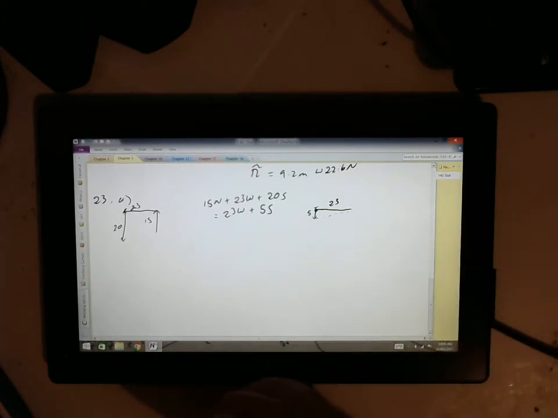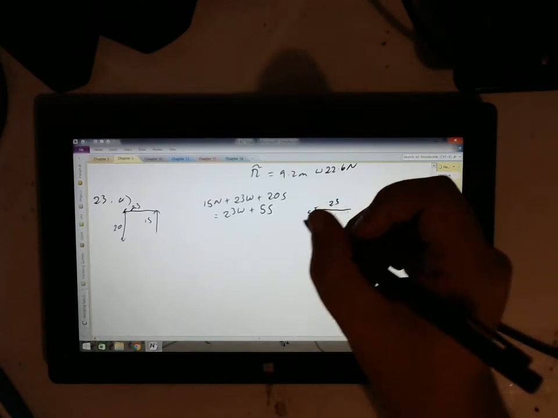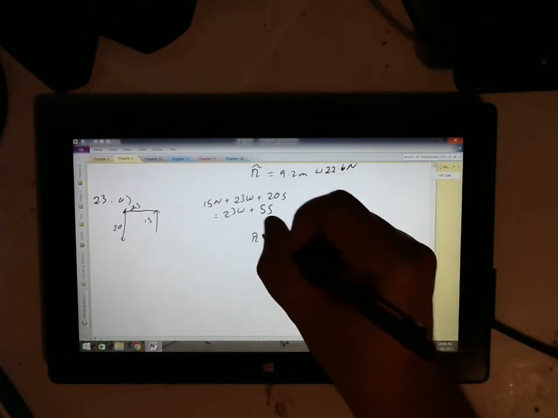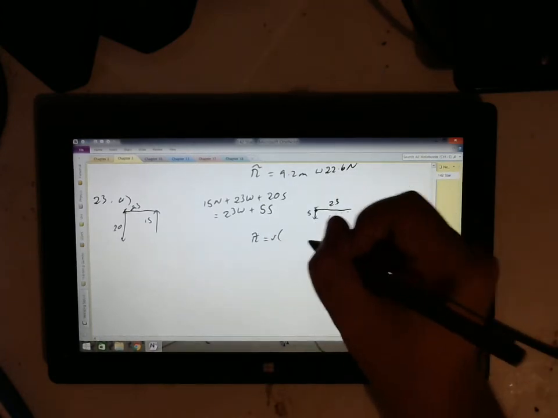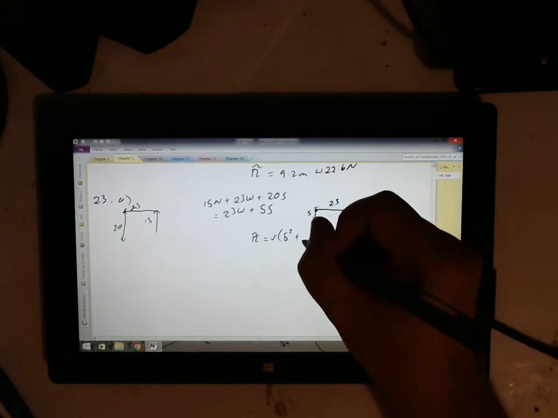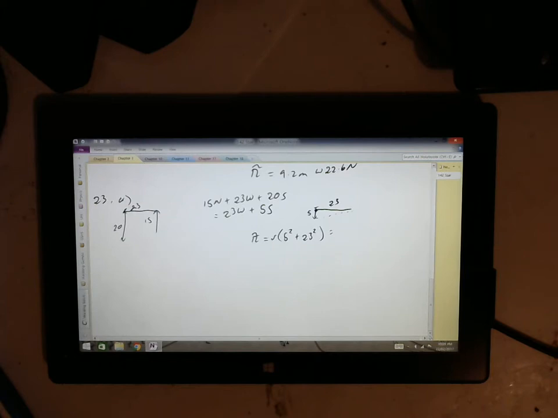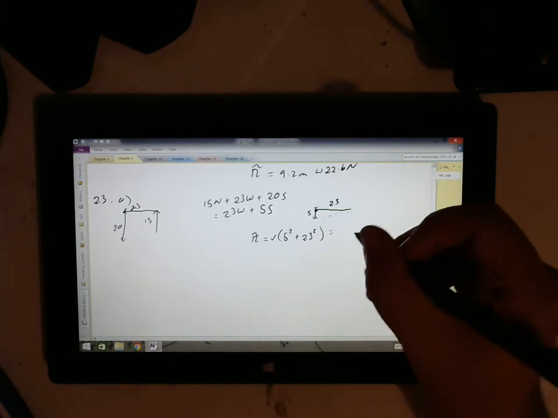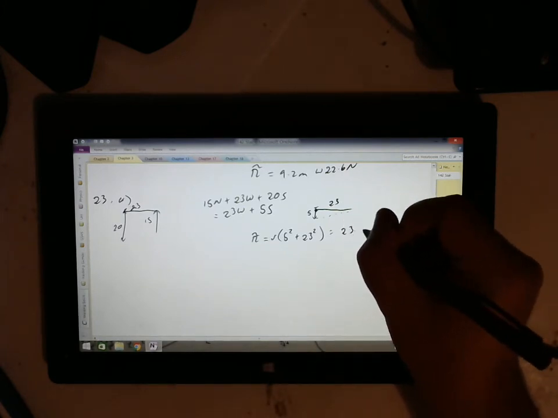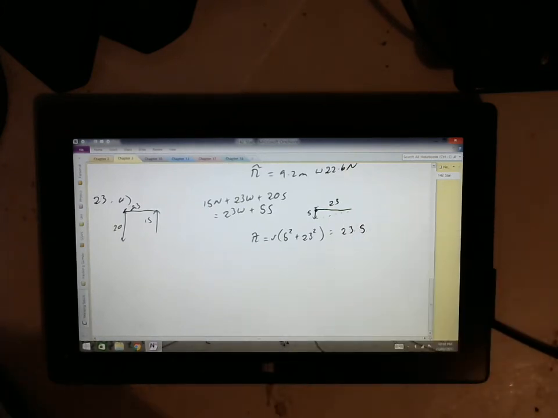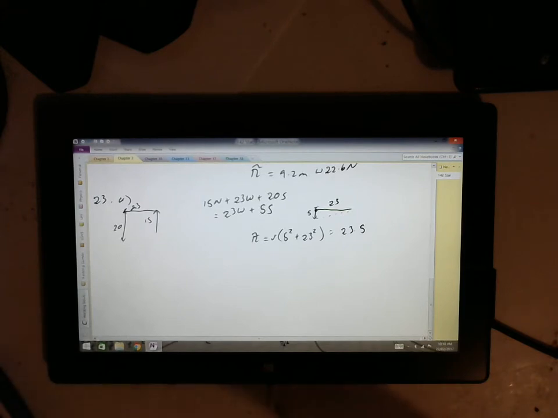Alright, do we want the size? Probably want the direction as well. Let's double check. Yep, wants the direction as well. So our resultant vector is going to equal the square root of 5 squared plus 23 squared, which gives us 23.5, because 5 squared does not add much to 23 squared.